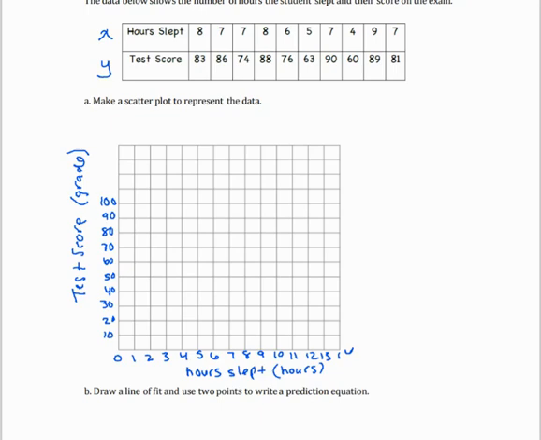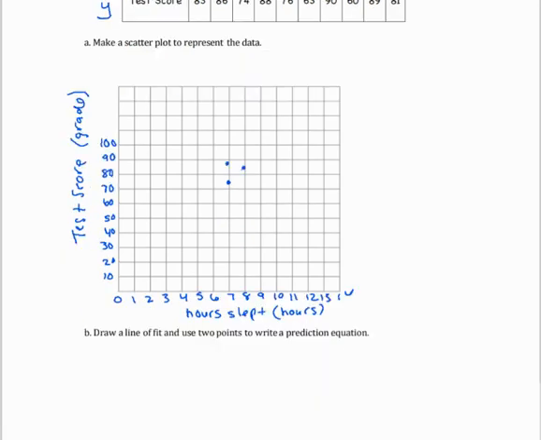So let's do a couple of those together. So 8, 83. So here's 8, and 83 is a little over the 80 mark. 7, 86. So 7 and 86 is a little over the midway. 7, 74. And we'll keep on plotting. So I'm going to ask you to finish plotting all of the data.